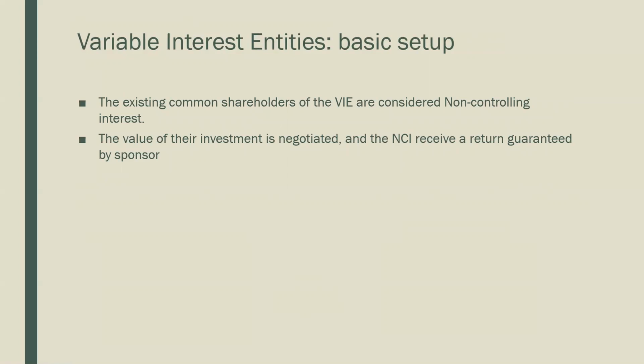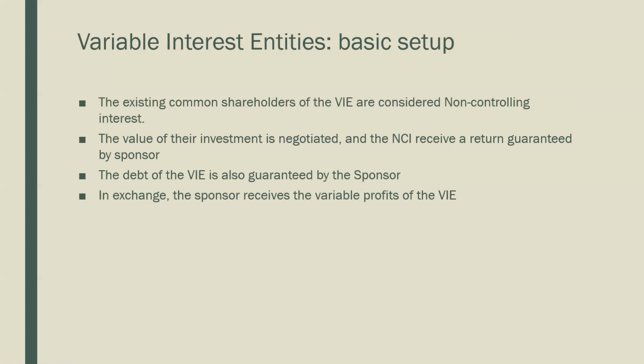The value of the investment of the non-controlling interest is negotiated, and NCI receive a guaranteed return from the sponsor. So that was where Company A was guaranteeing an amount of dividend to the shareholders of Company B. The debt of the variable interest entity is also guaranteed by the sponsor. So basically, Company A assumes the de facto role of the parent. All the debt of the subsidiary is guaranteed. The non-controlling interest is guaranteed a rate of return. And then basically whatever are the variable returns from the VIE will then belong to the sponsor.